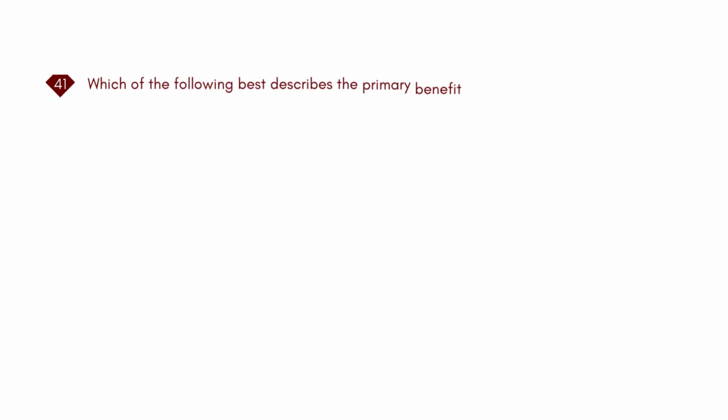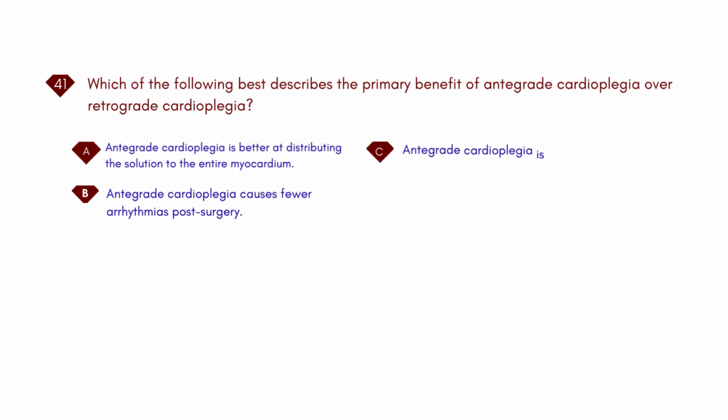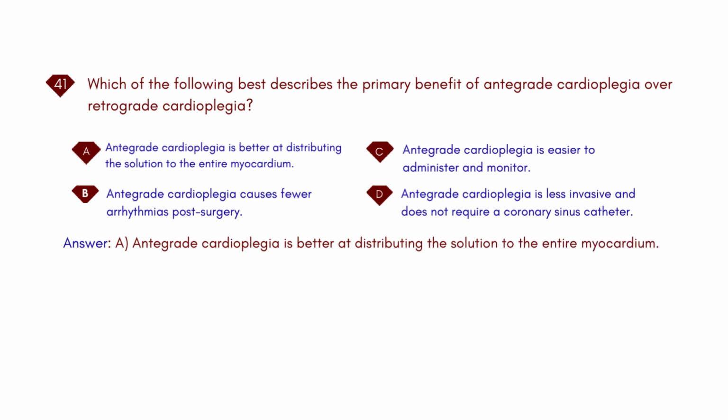Which of the following best describes the primary benefit of antegrade cardioplegia over retrograde cardioplegia? A. Antegrade cardioplegia is better at distributing the solution to the entire myocardium. B. Antegrade cardioplegia causes fewer arrhythmias post-surgery. C. Antegrade cardioplegia is easier to administer and monitor. D. Antegrade cardioplegia is less invasive and does not require coronary sinus catheter. Answer: A. Antegrade cardioplegia is better at distributing the solution to the entire myocardium.